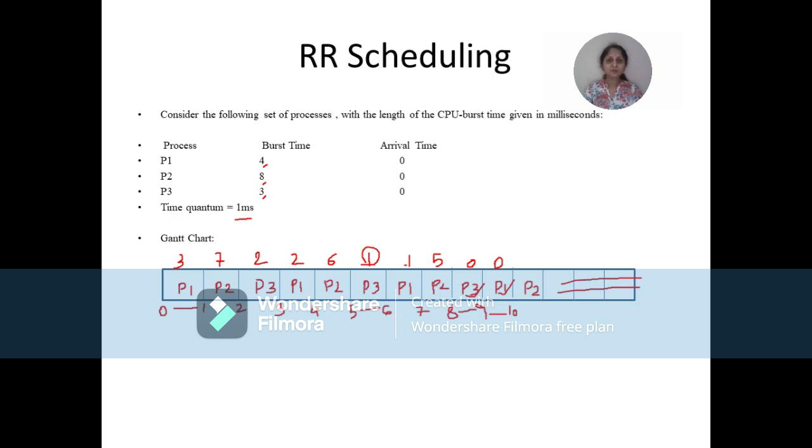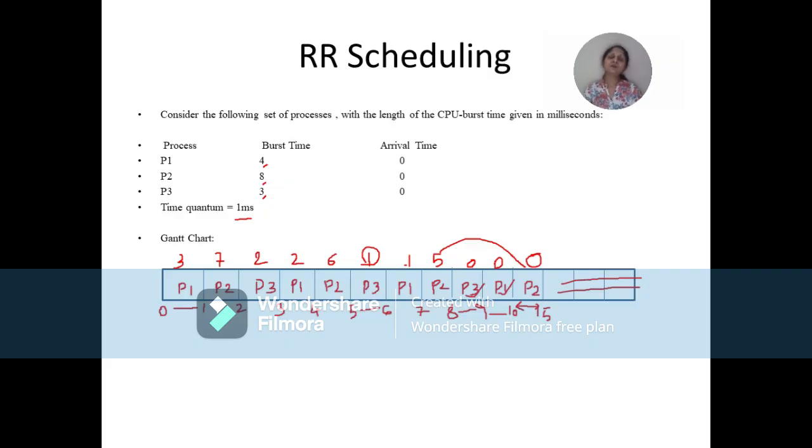So P2, what was the remaining time of P2? 5. So it will be fully executed at time 15. If you want, you can show the breaks 11, 12, 13, 14, 15. That's totally alright. Or you don't show any breaks and directly show 5 milliseconds here. That is because there are no more processes waiting in the queue for round robin.